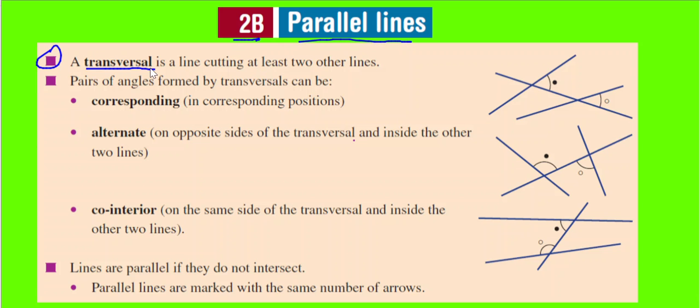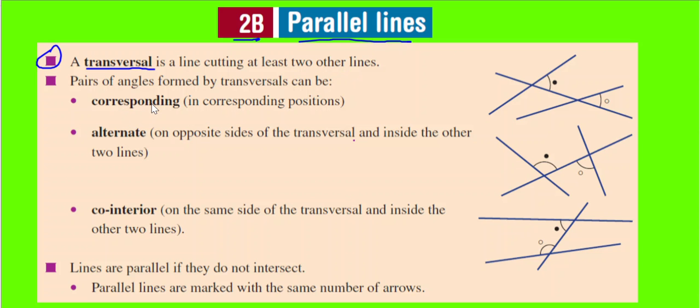Alright, a transversal line is a line that cuts at least two other lines. So as you can see over here, this is the transversal, it's cutting these two lines. And they don't have to be parallel either. We'll discuss that a little bit more, but just cutting two lines. So again here's our two lines, and here's our transversal cutting through them, and same here. So that's what a transversal line is.